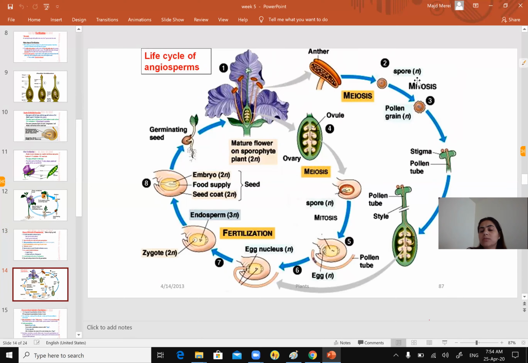Number two, spores develop into male and female gametophytes. The male gametophyte, which is what? The pollen grain here, yes? And the female, the ovary. So spores are formed into male and female gametophytes.